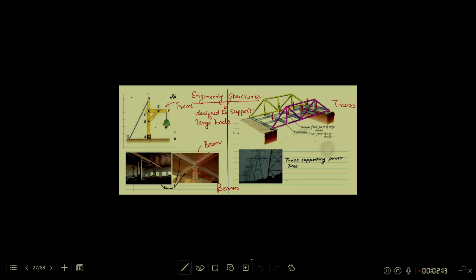Again, in a regular semester, I like to cover three types of engineering structure. First is what we call a frame. The second is what we call a truss. And the third is what we call a beam. Frames, trusses and beams. I am left only with about 40, 45 minutes. I won't be able to cover trusses and beams, but I do want to talk about frames.